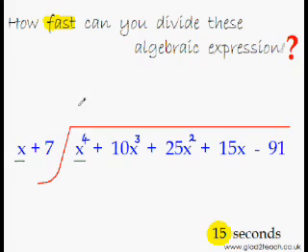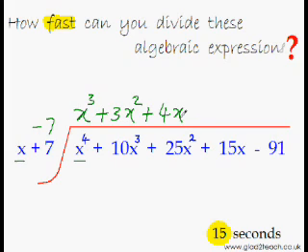x⁴ divided by x is x³. Minus 7x³ plus 10x³ is plus 3x². And we get the second term of the answer. Now, minus 21x² plus 25x² would be plus 4x. And this is the third term of the answer. Minus 28x plus 15x would be minus 13. Question solved. This is the quotient.